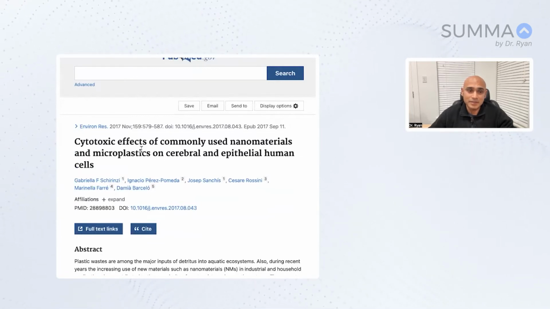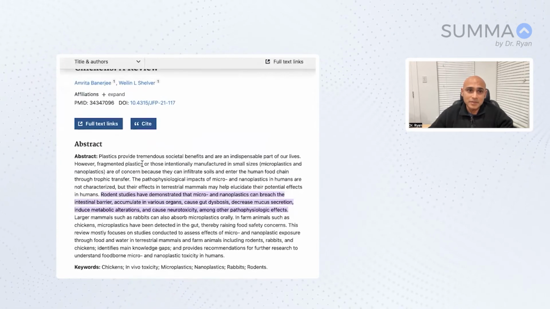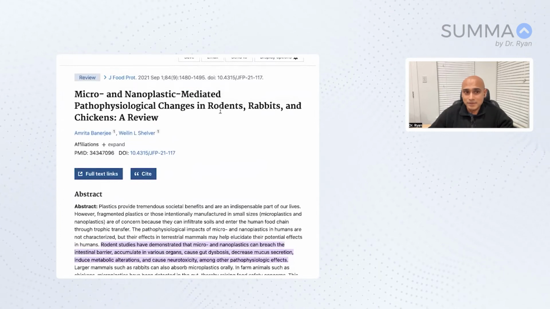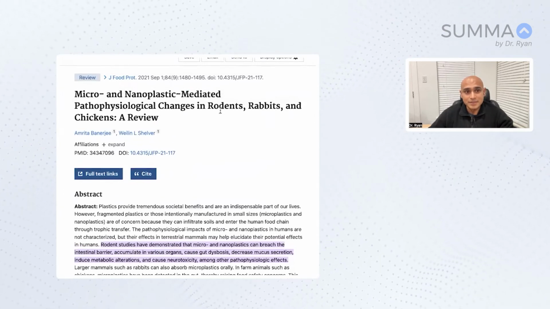Here's an article looking at microplastics and cerebral and epithelial human cells and how they result in oxidative stress, which of course will result in cell death long term. Here's another article looking at some of the pathophysiological changes in rodents, rabbits, and chickens.